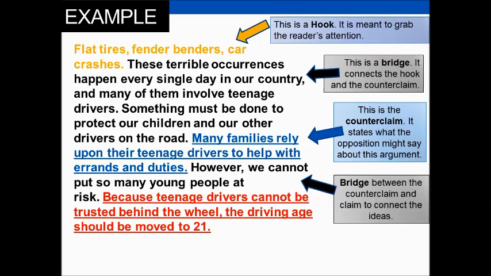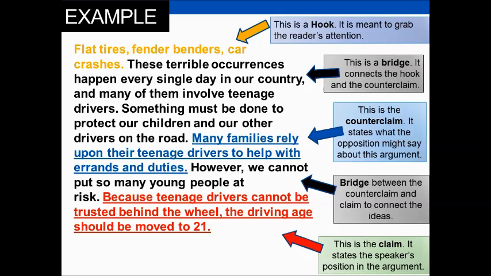Finally, we have our claim, which we composed together earlier in the video. Because teenage drivers cannot be trusted behind the wheel, the driving age should be moved to 21. This is our clearly stated position in the argument and the point that we are going to prove throughout the rest of the paper.